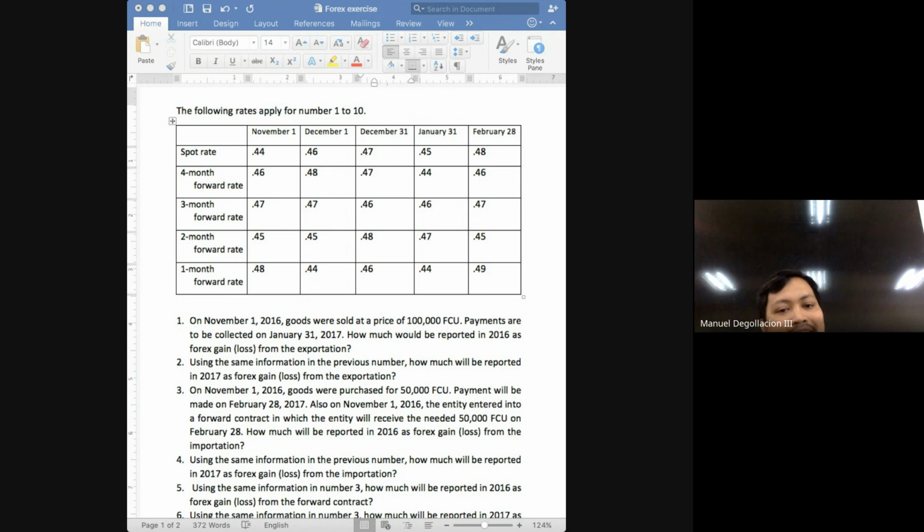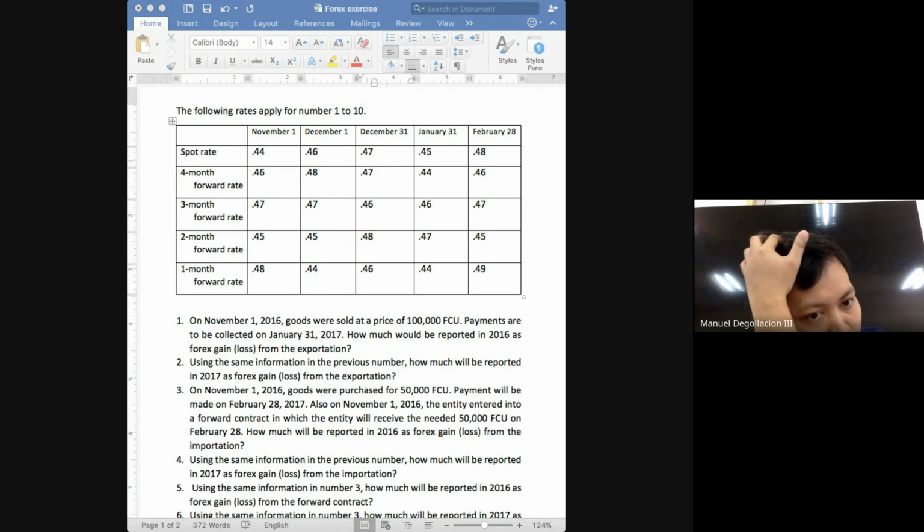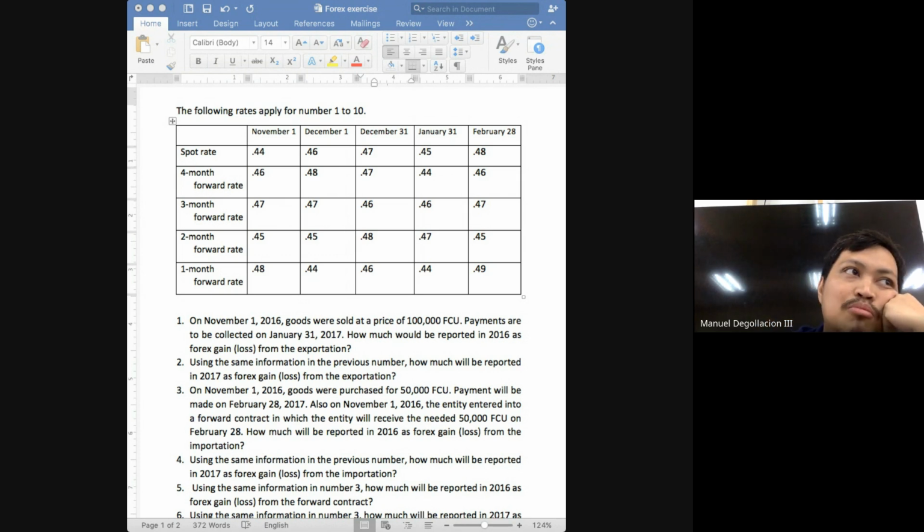Okay, so you will be asked on the date of delivery, at what amount will your accounts receivable or your accounts payable be recorded. But of course, class, the most common question in this topic would be, how much is the forex gain or loss? You will always be asked, how much is the forex gain or loss? Class, forex stands for what? Foreign exchange.